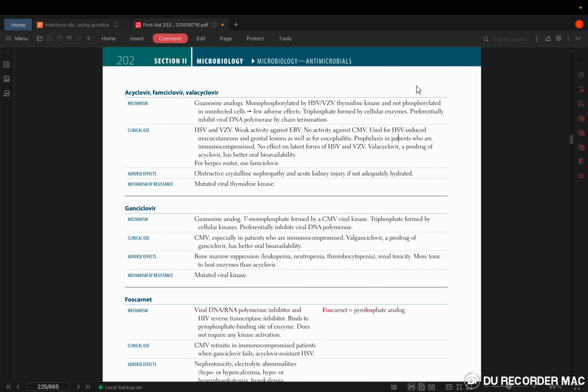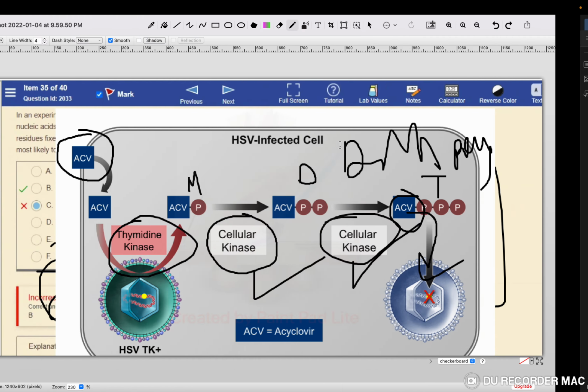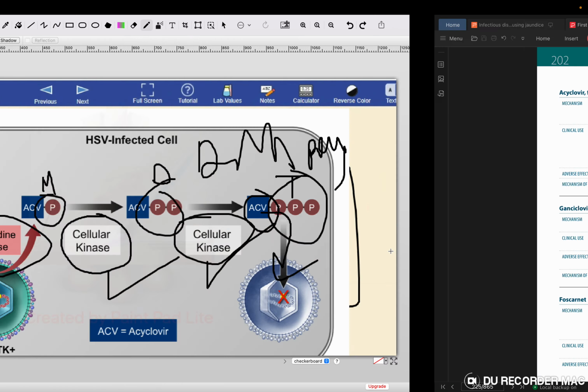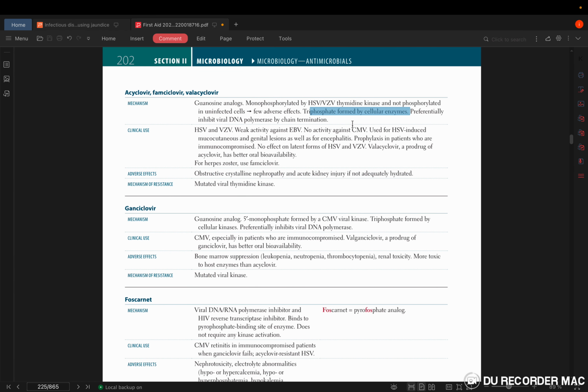Triphosphate formed by cellular enzymes. What do I mean by that? If you take a look at the picture, here is the first phosphate, and then two more phosphates were added by cellular kinases. Thus we have a triphosphate now. And that will lead to inhibition of viral DNA polymerase by chain termination.